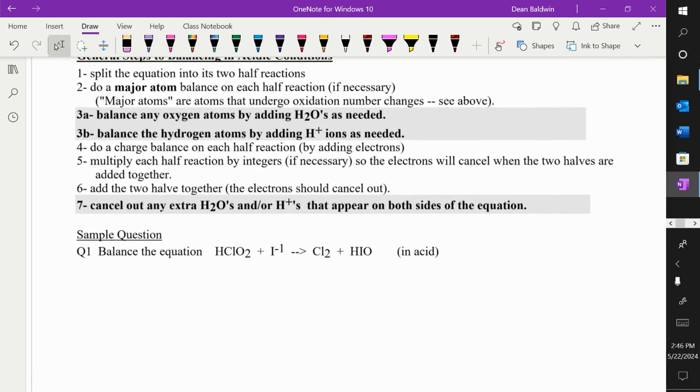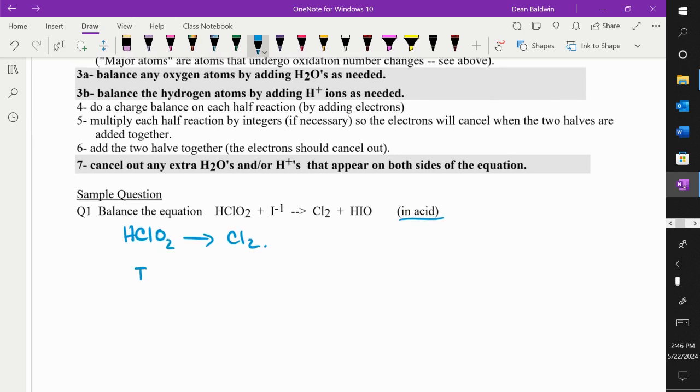So the first bit is the same. You split it into two half reactions. So HClO2 and I minus 1 go to chlorine gas and HIO, hydroiodic acid. And it's in acidic conditions. So the two half reactions, if I can write, HClO2 goes to Cl2, and I minus 1 goes to HIO. Okay.